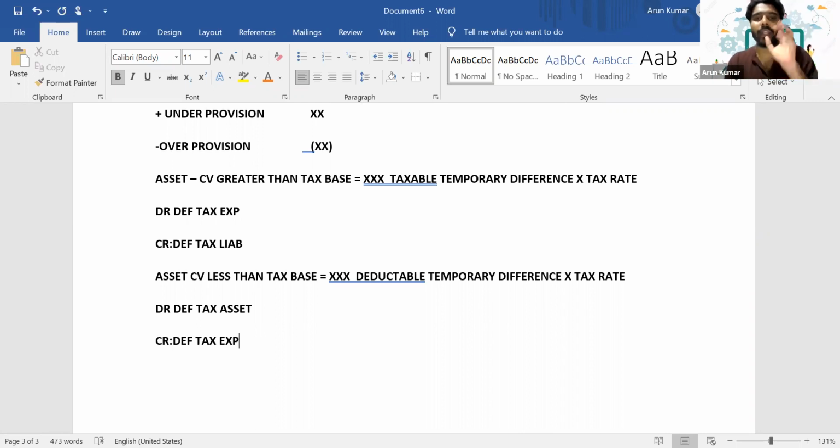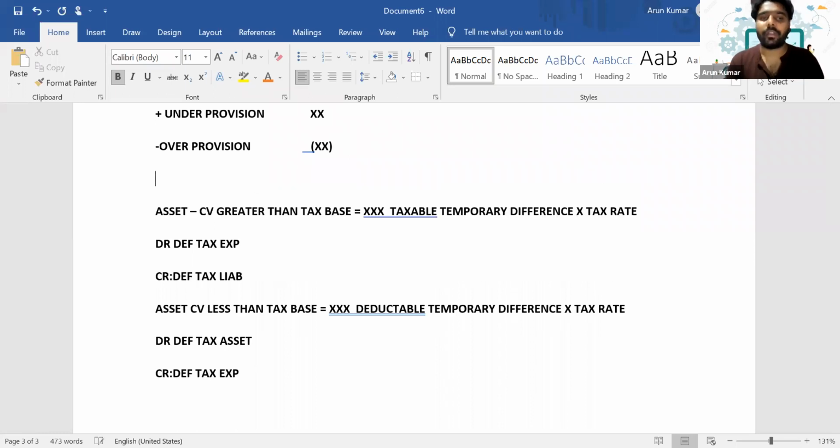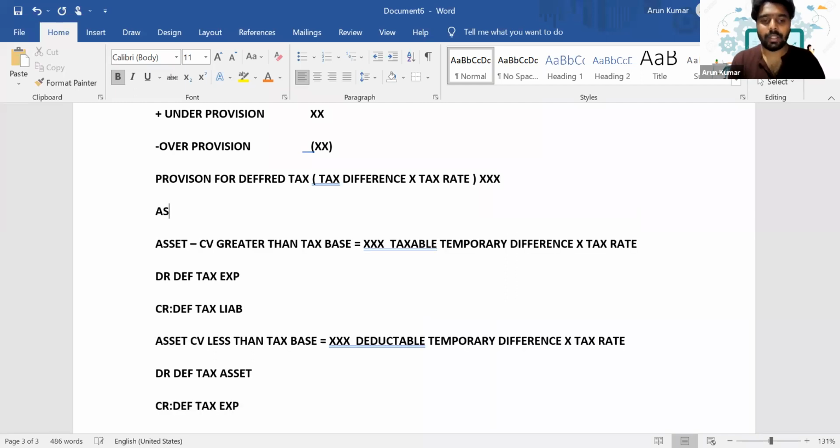So whenever you're calculating the tax expense, earlier we used to only consider the current tax part. Now with respect to these adjustments, from now onwards, we have to include the adjustments for deferred tax as well. That is, we need to account the provision for deferred tax. That is the taxable difference, which will be given in your question, multiplied by the tax rate, and you will get the tax expense. Then add.